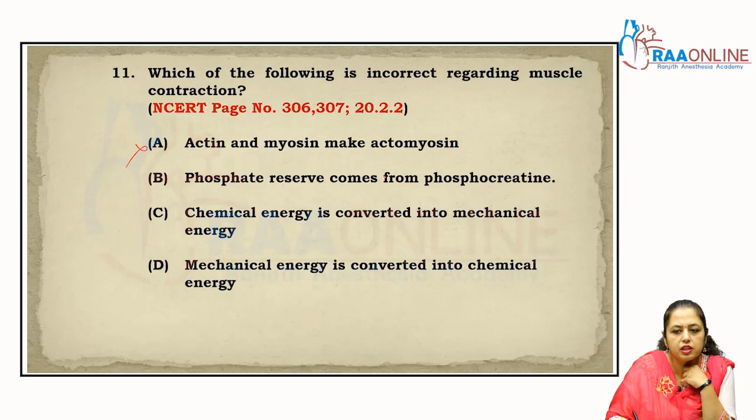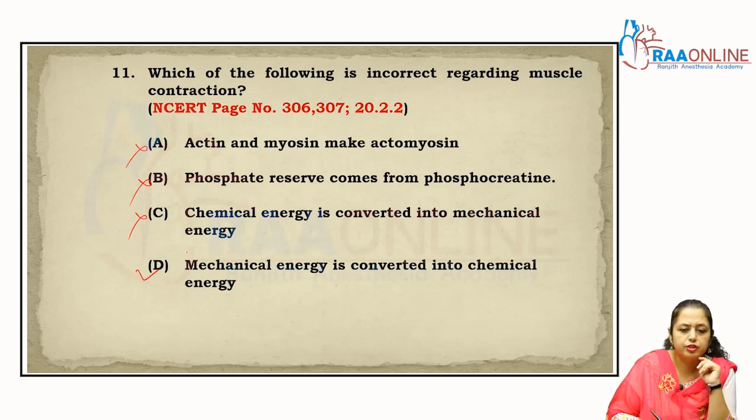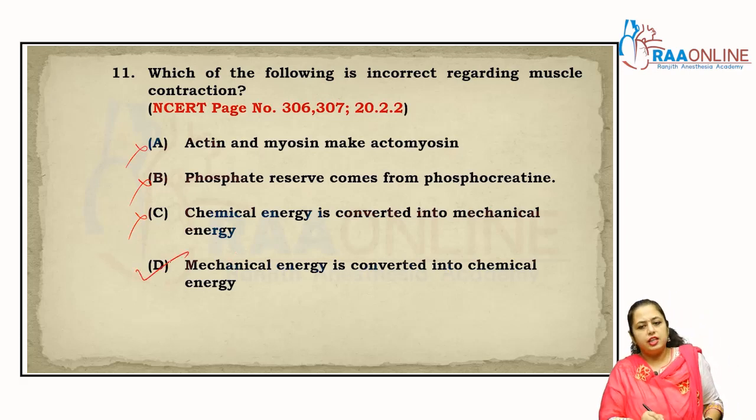Phosphate reserve comes from the phosphocreatine. Chemical energy is converted into mechanical energy. No, it is the opposite: mechanical energy is converted into chemical energy. So that option is also wrong. The fourth one is mechanical energy converted into chemical energy. So the answer is D, right?